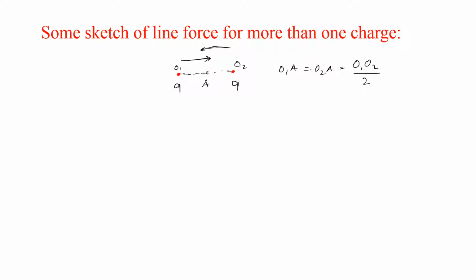So what will be the line of force for this case? Let me draw again. This one is my charge, this one is my other charge. This is q, this is also q. Sorry, what I've done. These are actually in the same line, so let me draw freshly. So there must be a point A where the electric field is 0.